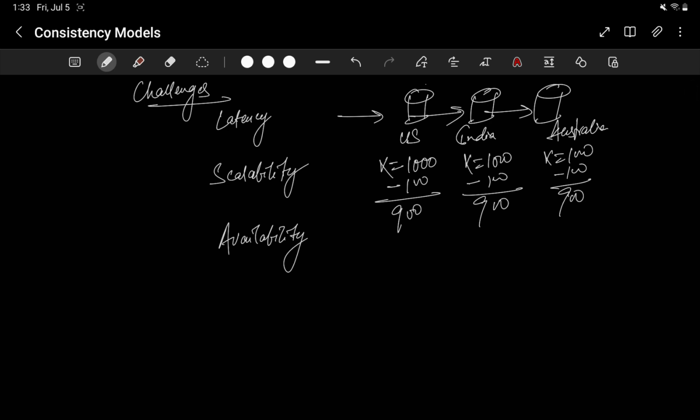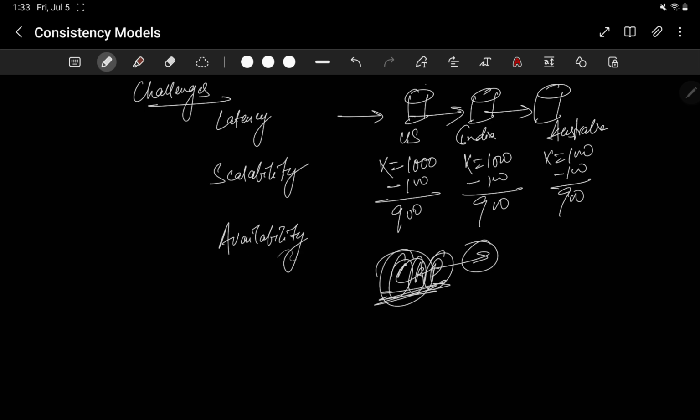Next is availability. In scenarios where network partitions occur or nodes fail, ensuring strong consistency may lead to temporary unavailability. And as we have discussed in the CAP theorem, we can only achieve C or A because P is a must. We have to use P, so we can only use C and A.